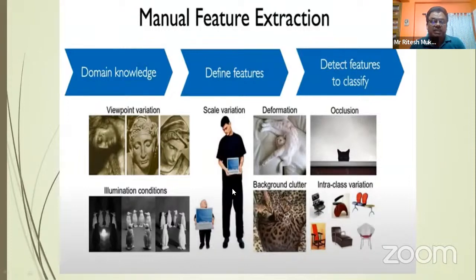Second one is scale variation. You can see both the objects are human beings, but one is pretty short in height and the second one is in standard height. So in that case, the scale variation is also there. If we try to apply the filter, you have to define the filter accordingly such that you can accommodate the scale variation in your algorithm, right?